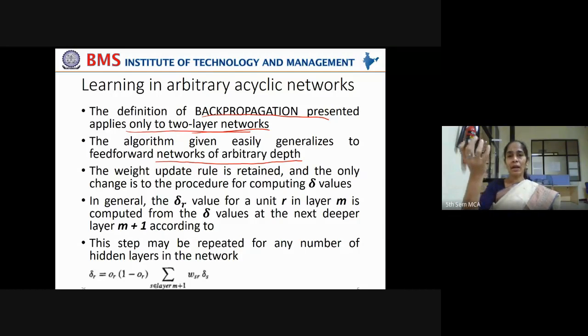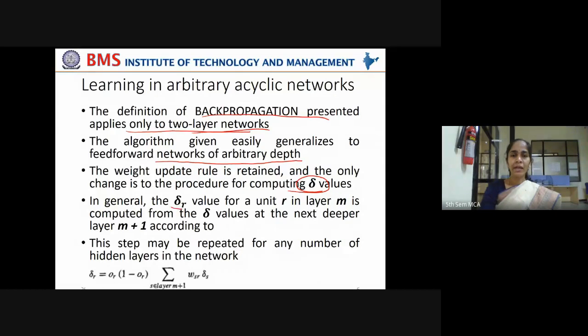Arbitrary means changing depth. You may have 2 layers, 3 layers, 4 layers, 5 layers. However complex the neural network becomes, this backpropagation algorithm can still be taken as a basis, and with some modifications it can be applied to any number of leveled feed forward networks. The weight update rule is retained, and the only change is to the procedure of computing these delta values, that is the error measure. Initially, in backpropagation, the error measure is given back to the input layer in order to adjust the weights. But because it is a feed forward network, how the delta and the error have to be calculated needs some modification, so that it works with feed forward networks also, not only with backpropagation models.